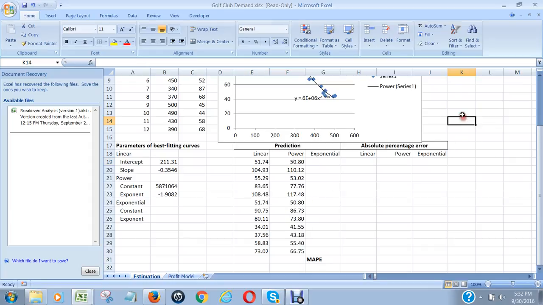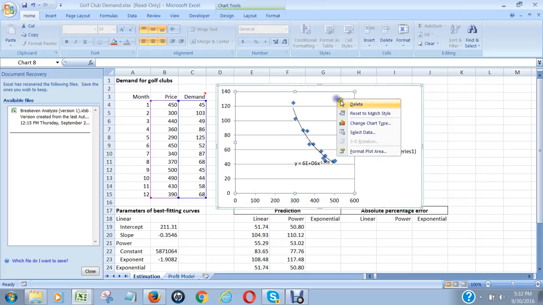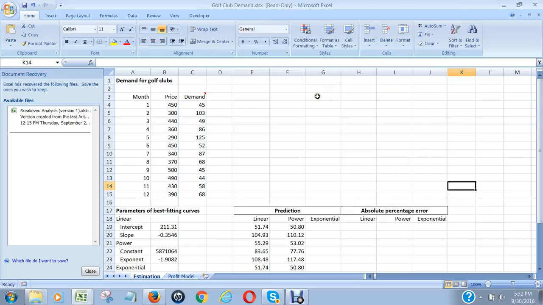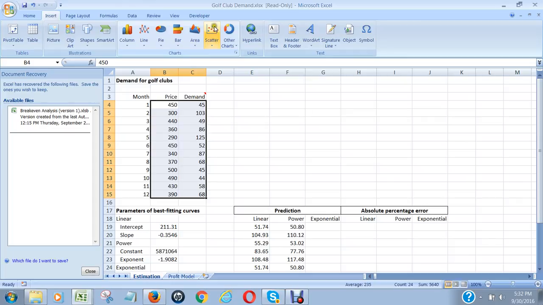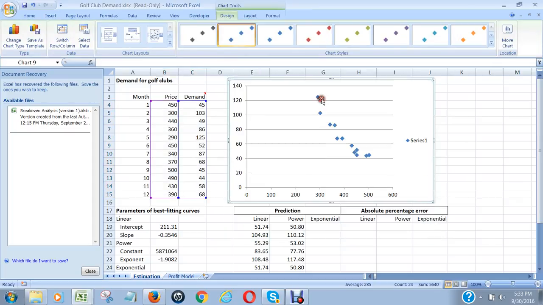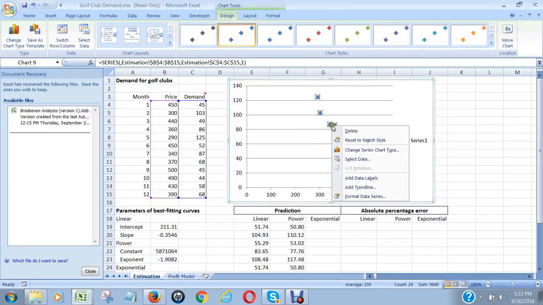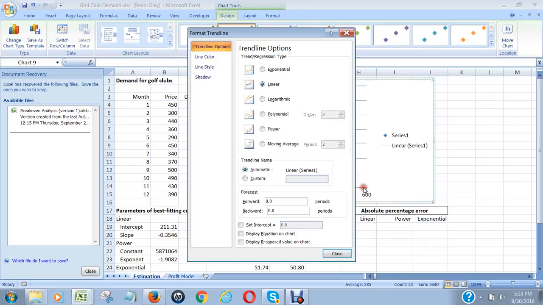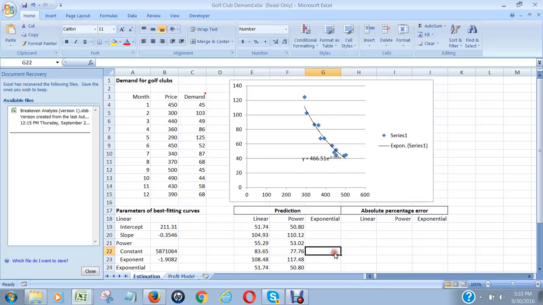Now I have to redo this chart another time. I'm going to get rid of it. And I'm going to highlight this. I'm going to go Insert, Scatter. And I'm going to select this data. I'm going to go Add Trendline. But this time I'm going to make it exponential. And I'm going to display the equation on the chart. Close. And there it is.